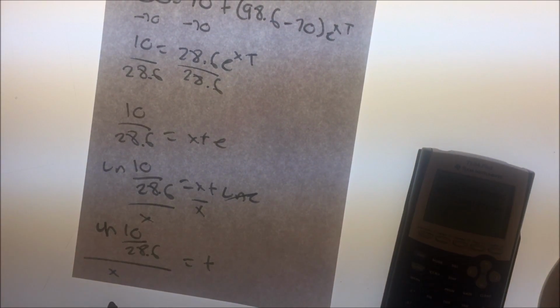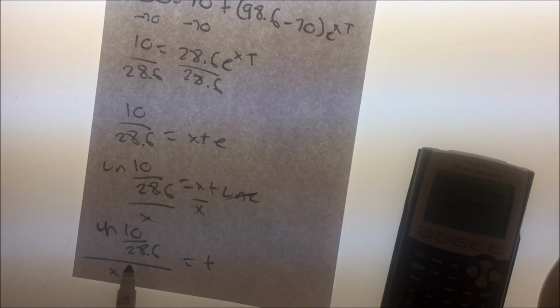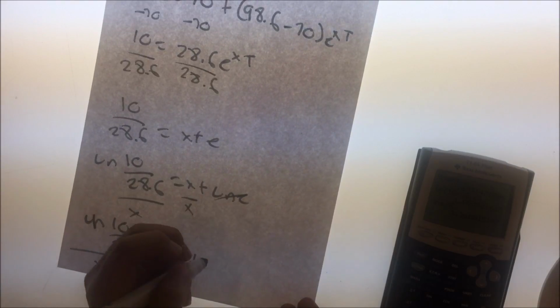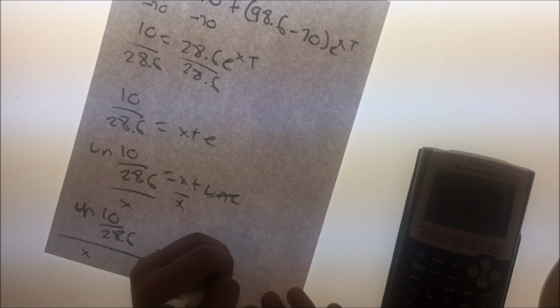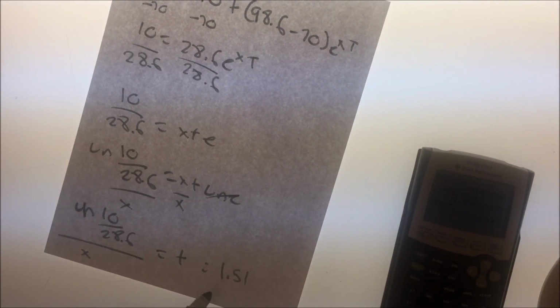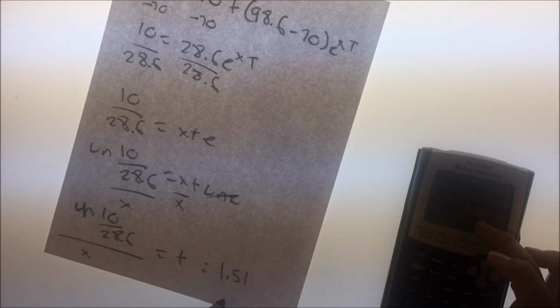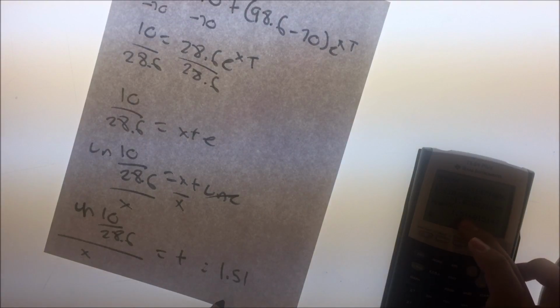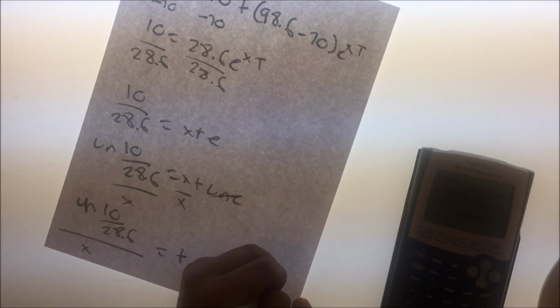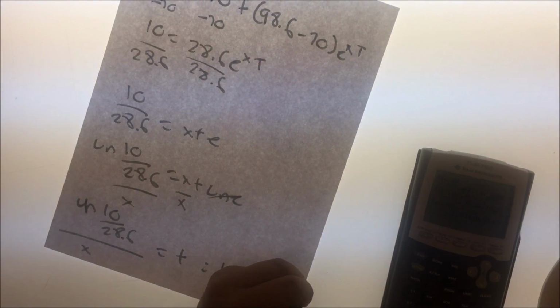So when we put it in the calculator, ln 10 divided by 28.6, divide that by variable x, would give us 1.51. So what would we do with that? So this gives us an hour and a half, which would easily translate to 90 minutes.